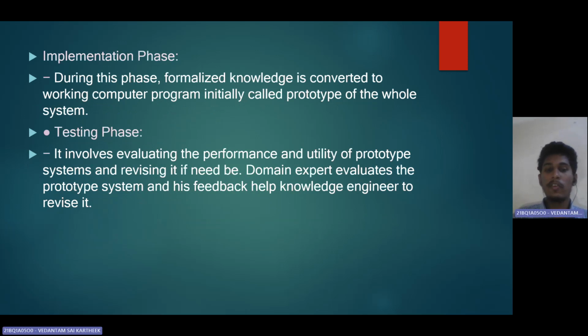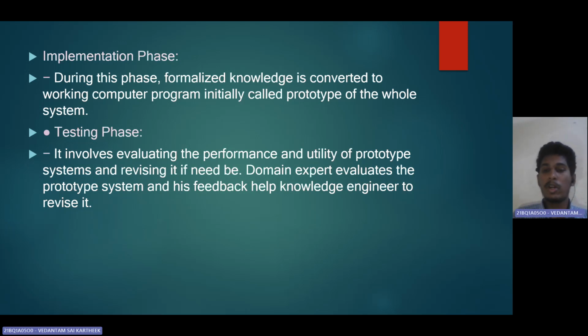During this phase, the formalized knowledge is converted into a working computer program. We have made the program, and here we implement that program, which is initially called a prototype for the whole system. After implementation of this prototype, we go for the testing phase, where it involves evaluating the performance and utility of the prototype, how good it is at giving the answers, and revising if need be.